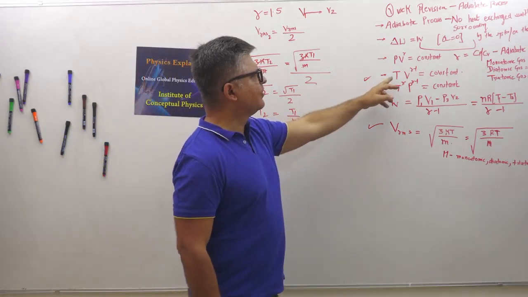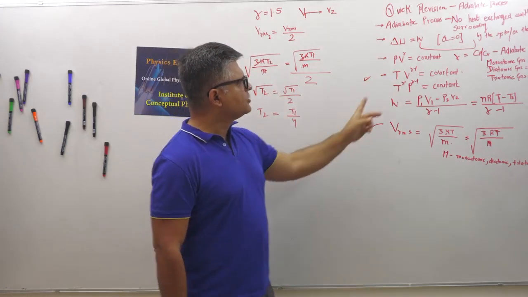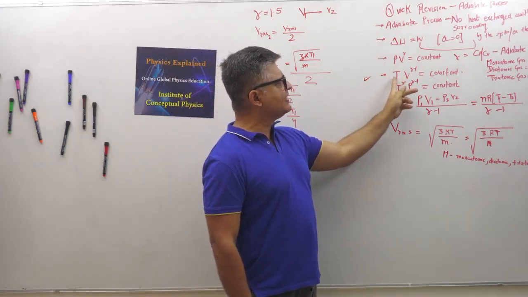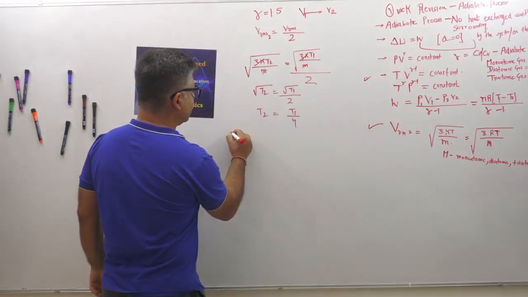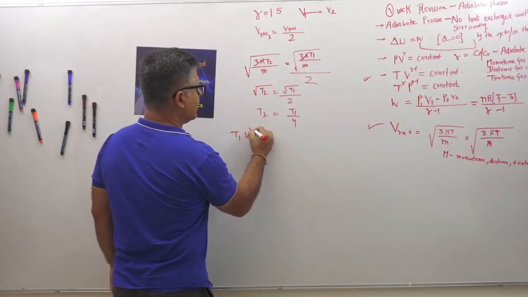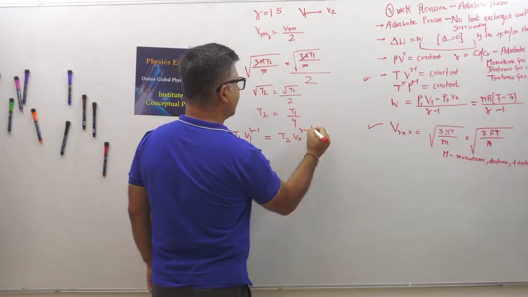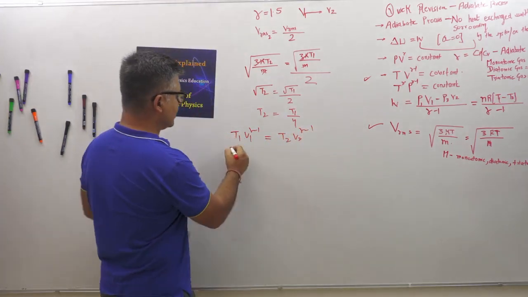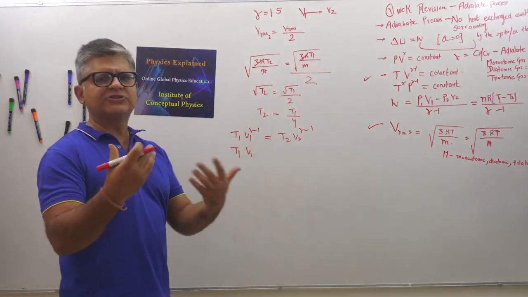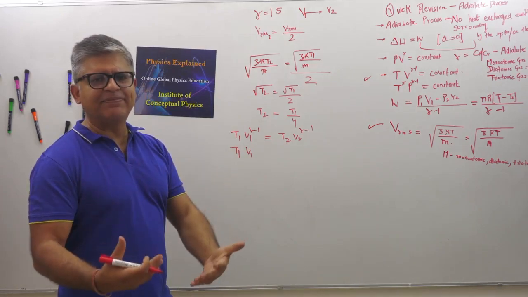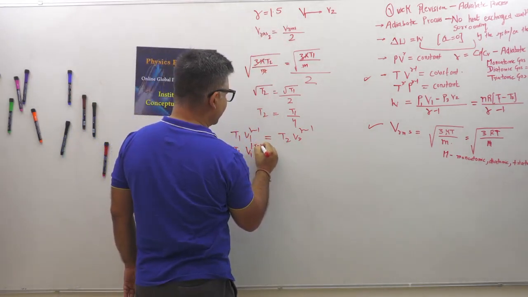I know my second equation. I will go to these equations and see which one is good. I know this is good because it links temperature and volume. TV gamma minus 1. So I am going to write T1 V1 gamma minus 1 is equal to T2 V2 gamma minus 1. I know my T1, so let's write T1. I know V1, meaning I have assumed the volume to be V1 and the temperature to be T1. What is gamma? So it is 1.5 minus 1.